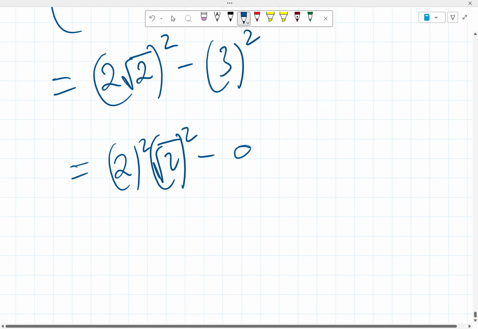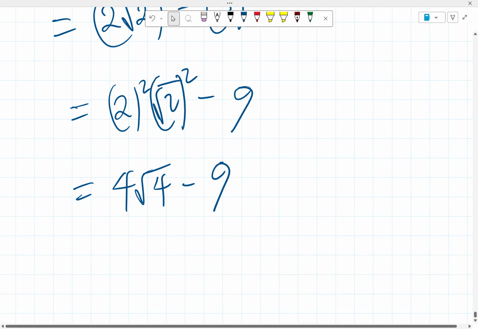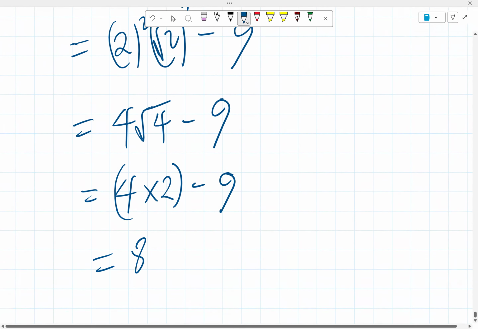So 2 squared is 4. Then root 2 squared is 2, so 4 times 2 minus 9. So 4 times 2 is equal to 8 minus 9. And all of that is minus 1.